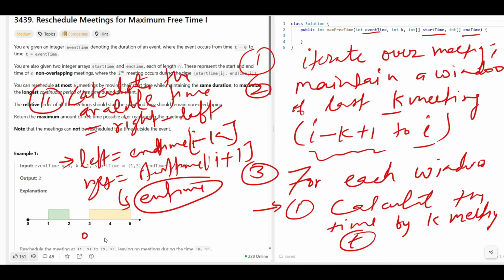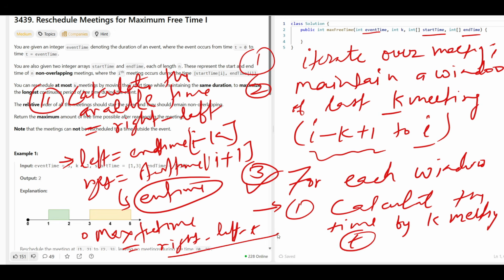And then we'll find the max free time in the current window, for each window. How will we get the max free time in this window? We get right minus left minus t. This will give you the max free time. So we'll keep track of the maximum over all the windows. Okay, so now let's get our hands dirty to understand the code.